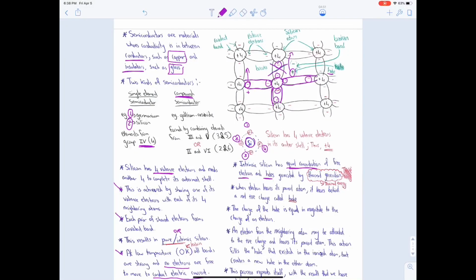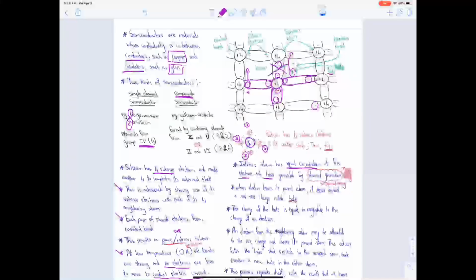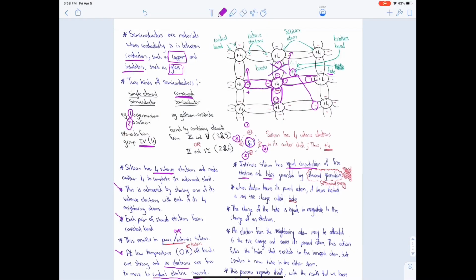It says hole. Okay. Now, when it leaves behind the hole, another electron will be attracted to the positive hole, and it leaves behind a what? A positive hole again. Now an electron will be attracted by this positive hole, and here it leaves behind a what? A positive hole again.